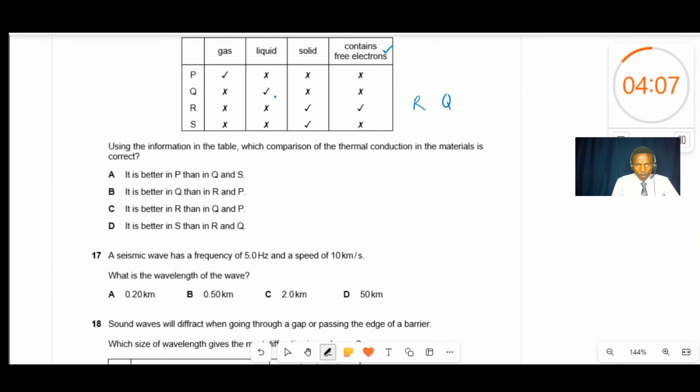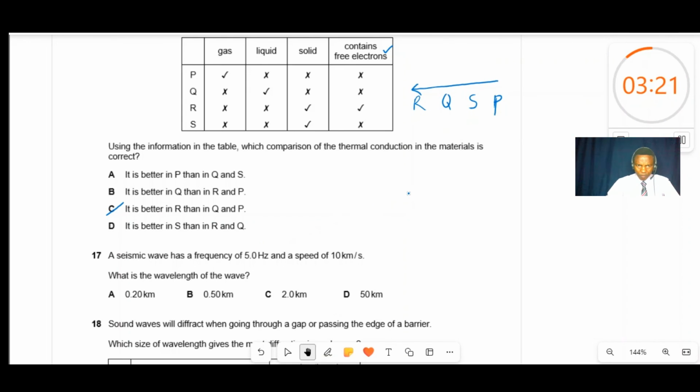And then finally liquid, we have higher conduction, then followed by, what is this one here? S, solid. Okay, so the answer here is C. It is better in R than in Q and P. So you will come in this order: Q, R, S, P. So the conduction is like this. Okay.